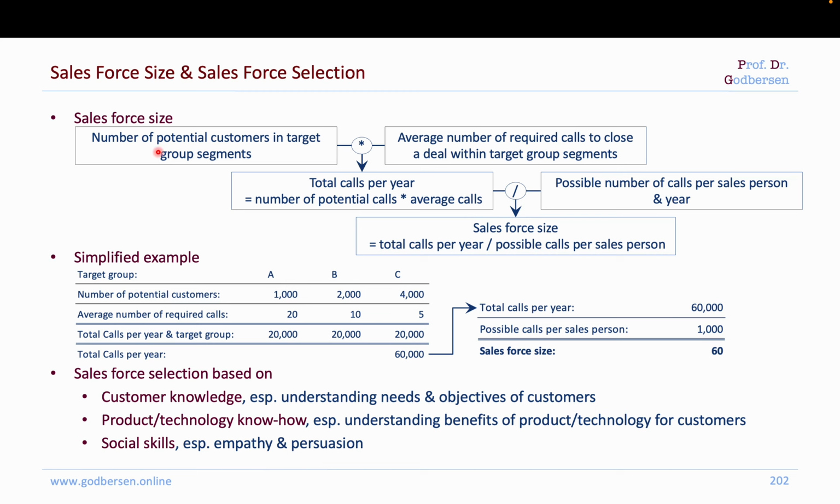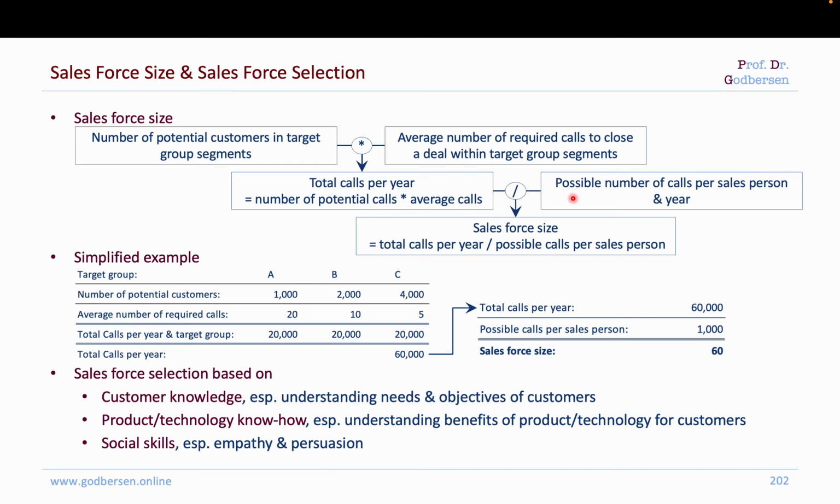Sales force size. You look at the number of potential customers in your target group segments. Then you try to estimate how often target group members need to be contacted so that it comes to a deal. So how many calls of the sales force are required to close a deal? The number of target group members times the required calls to close a deal is the total number of calls that have to be made. So number of calls equals number of potential customers times average calls.